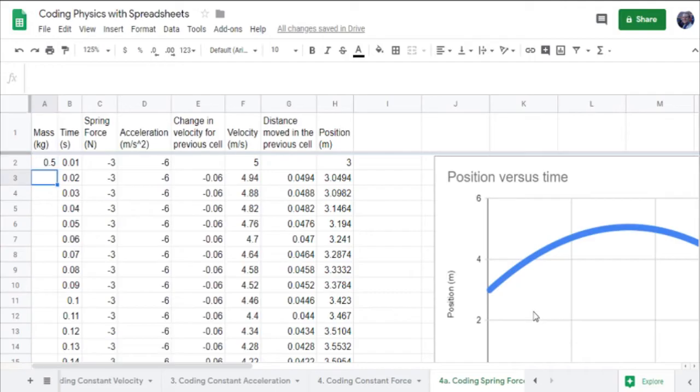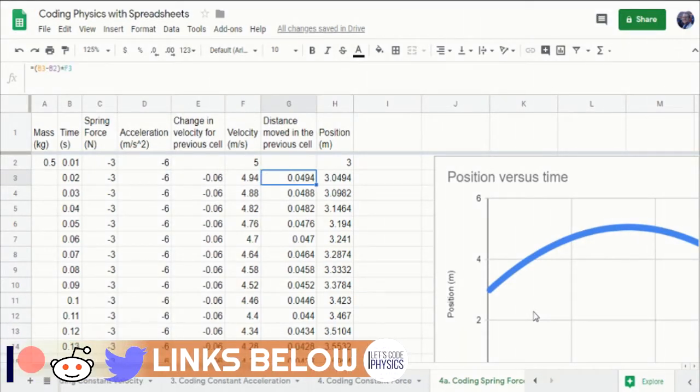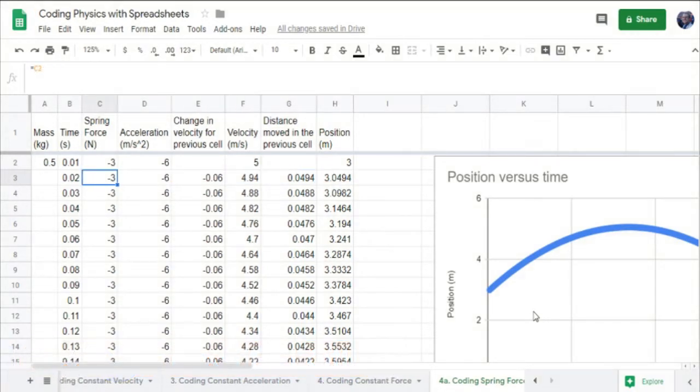So the important thing is now that you've got this chain reaction set up of going from force to acceleration, acceleration to change in velocity to new velocity, velocity to the distance moved to the new position. Now that you've got that little chain reaction set up, you can really study any force you want. Let's replace this constant force with a spring force.